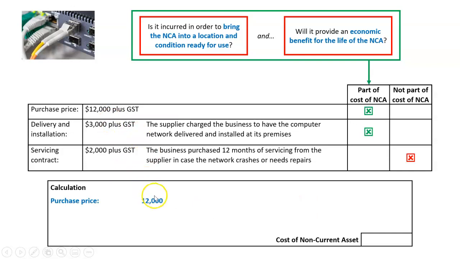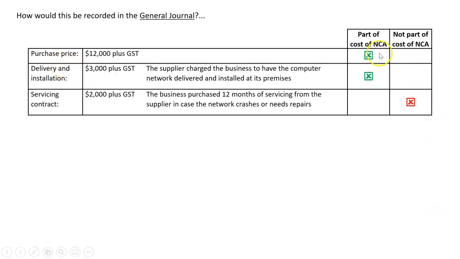Well, we've got the $12,000 purchase price here. We've got the $3,000 delivery and installation. So that is a total of $15,000. So we have our answer. How would we record that? Well, here's what we did. We just said these are part of the costs here.